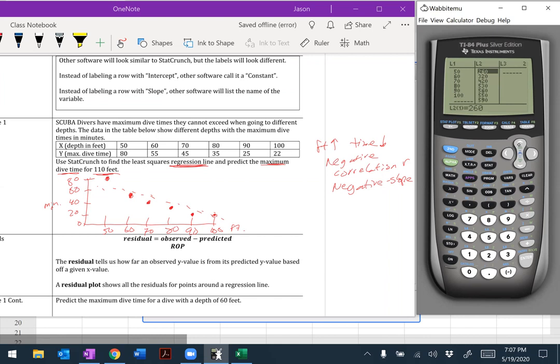My y values are going to be 80, 55, oops, 55, 45, 35, 25, 22. Delete everything else. So we have these values in there.